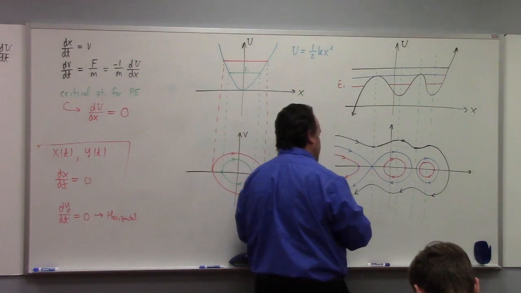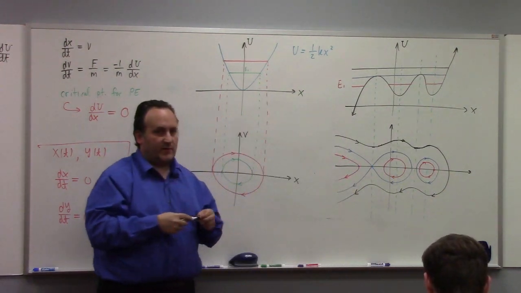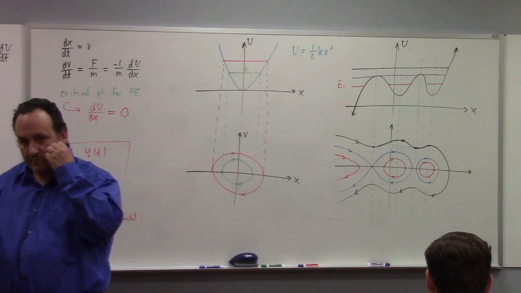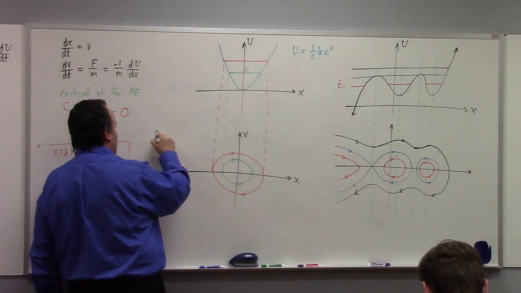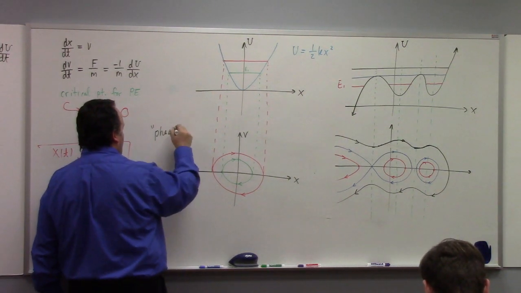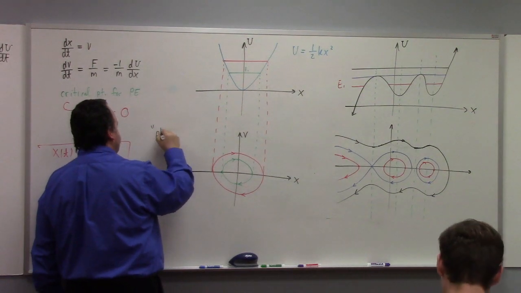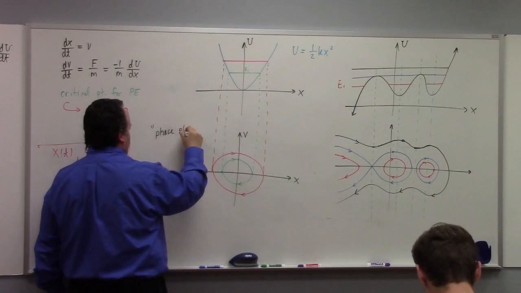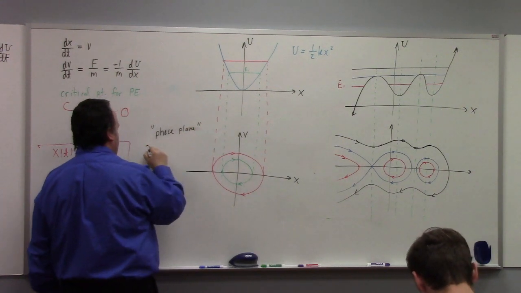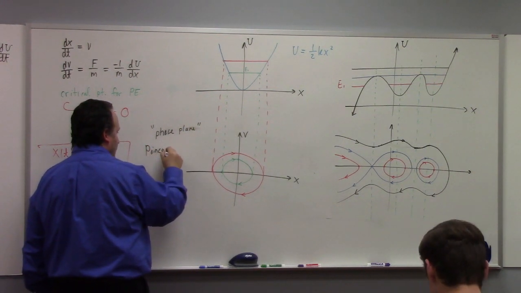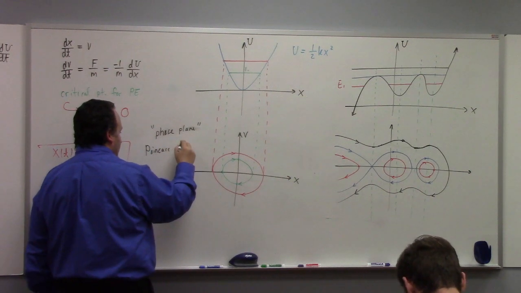So this is the concept you use to answer that homework problem. I haven't gone through it yet, but this is how it's done. These are called Poincare plots. Is it phase plane or phase plane? I can't spell plane. Phase plane, also known as Poincare plots, in honor of the fellow who thought of these.